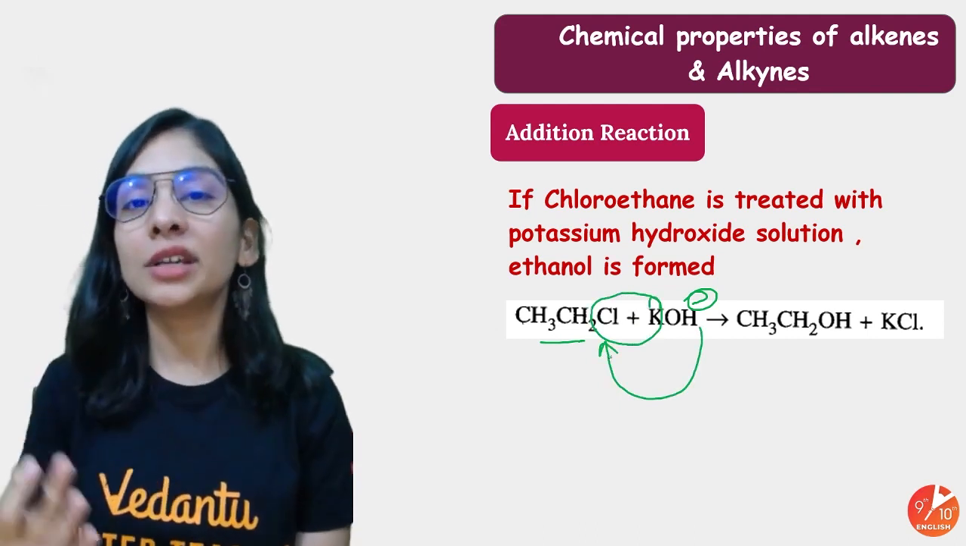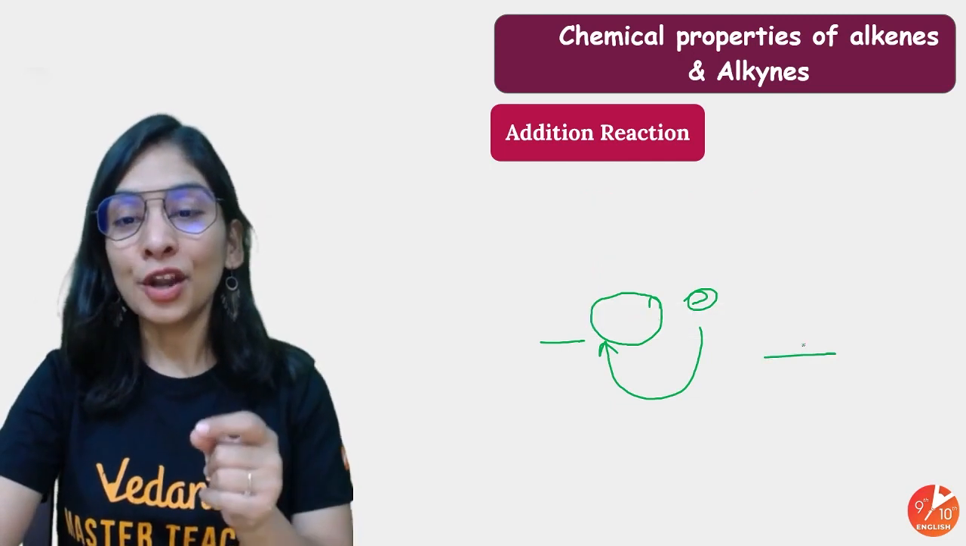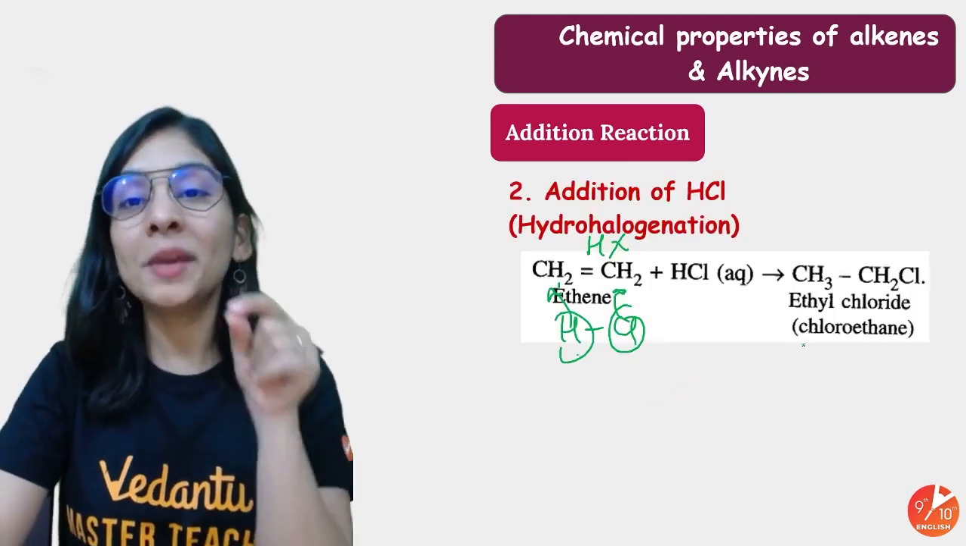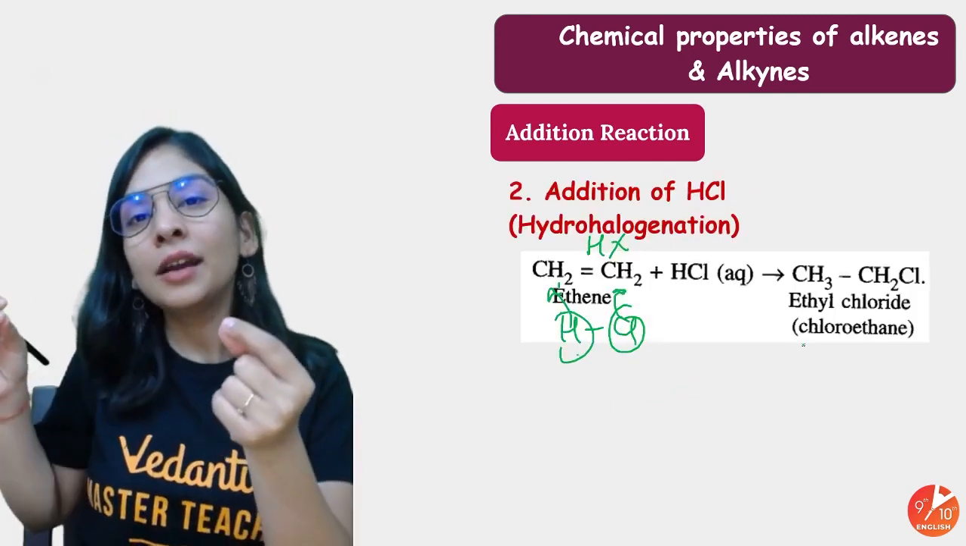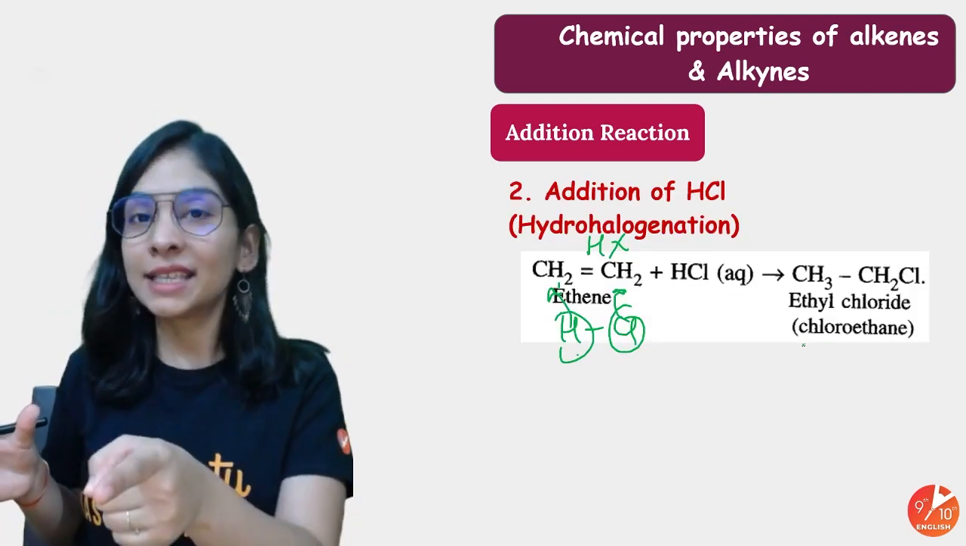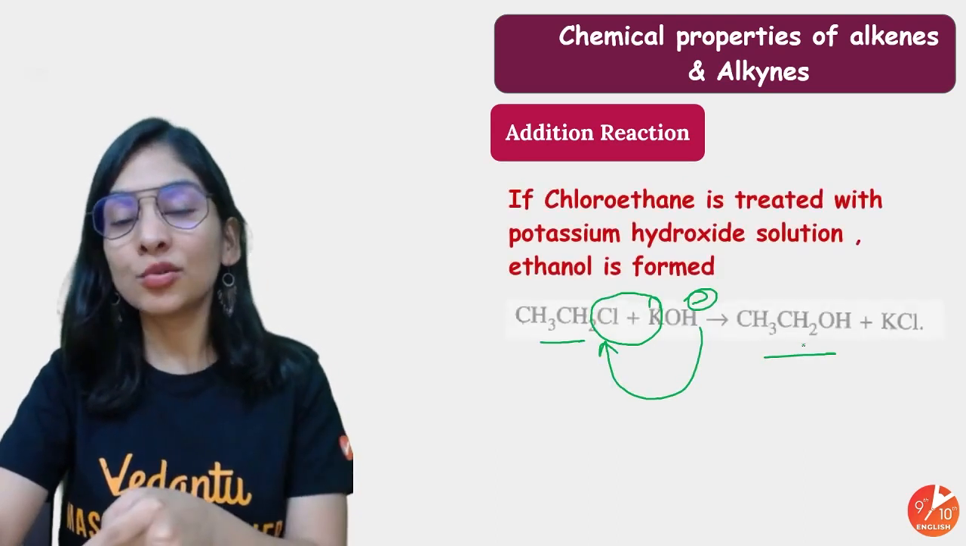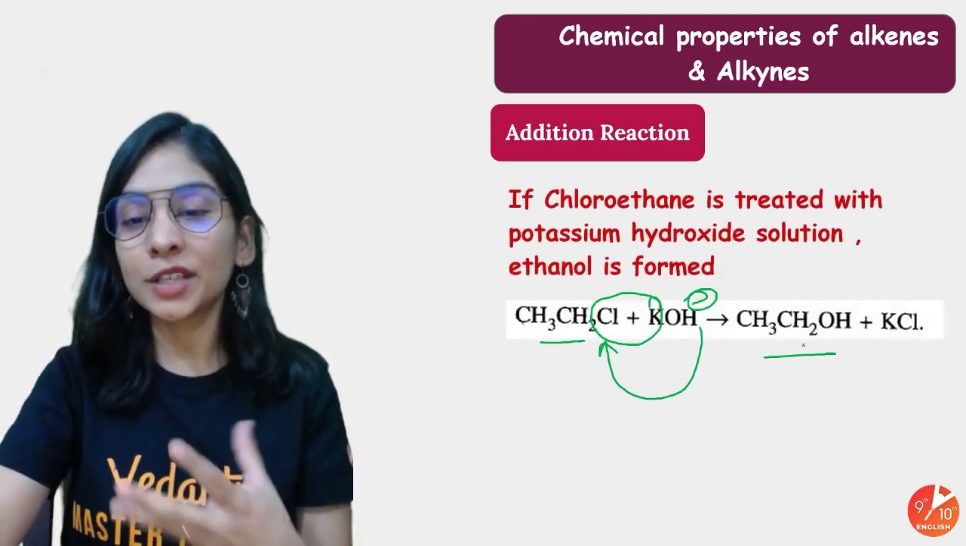It's like substituting chlorine. CH3, CH2OH. So the funda is, from my previous reaction from ethene, I can directly prepare ethanol. How? First of all, I'll put HCl. I got my ethyl chloride. Then I'll put KOH or NaOH into the same in aqueous form.